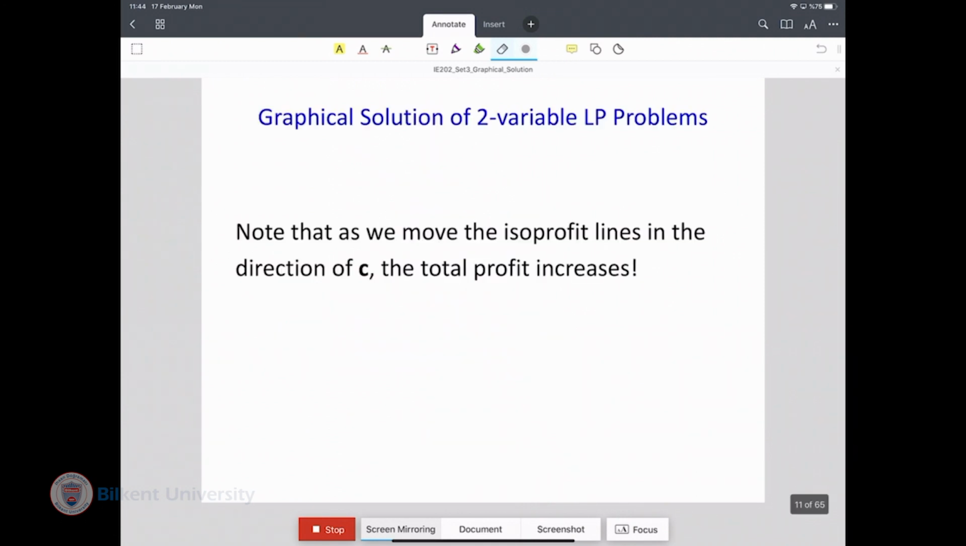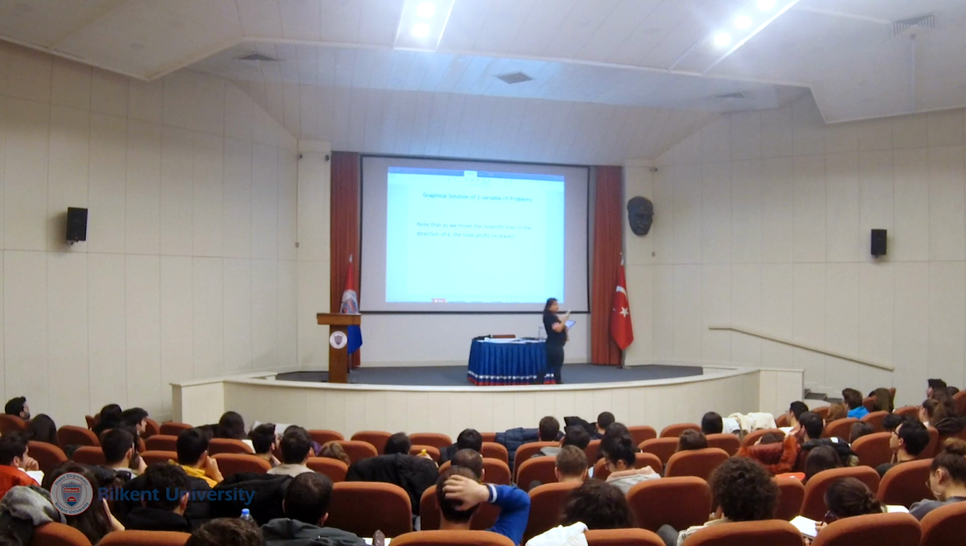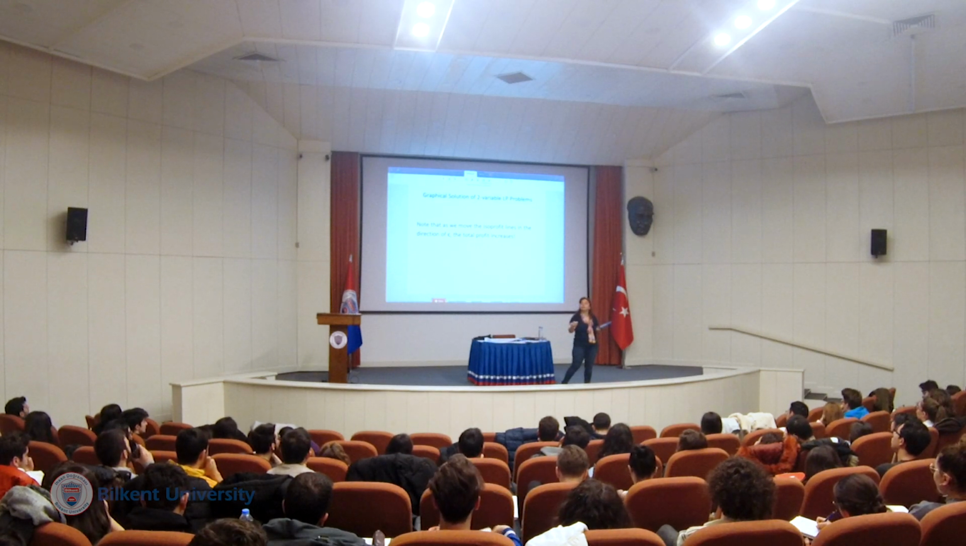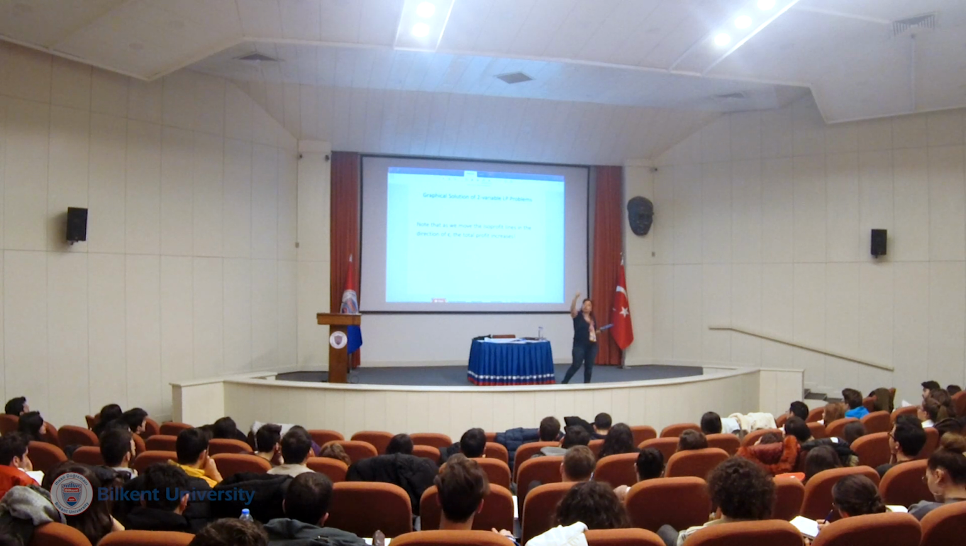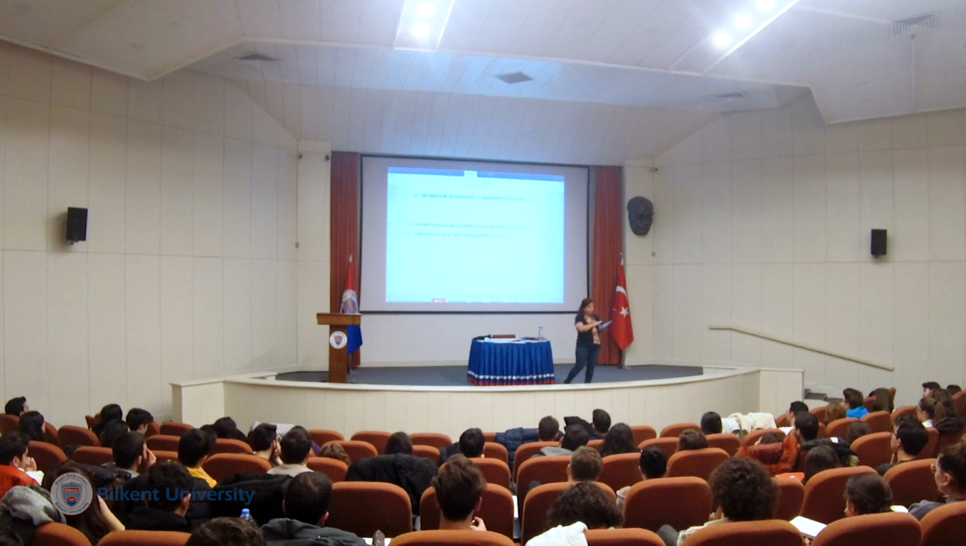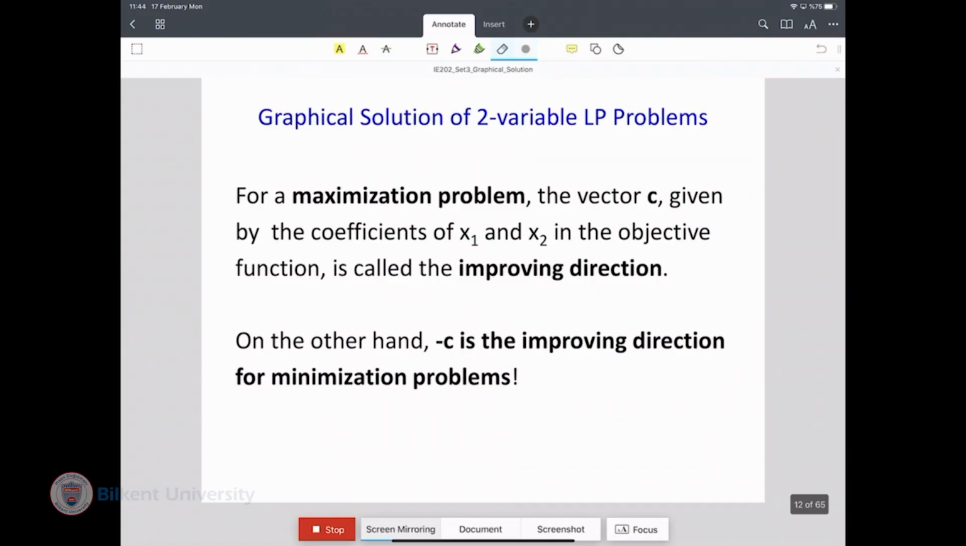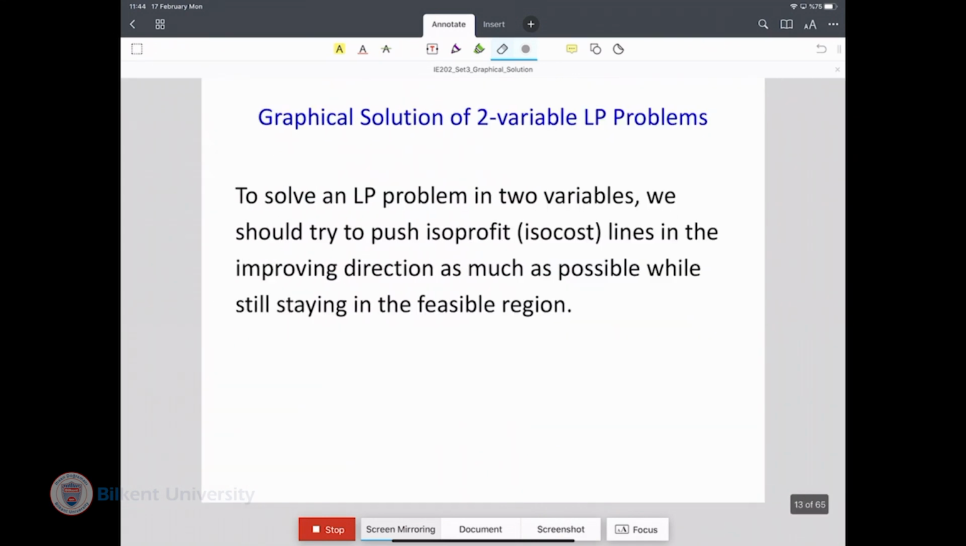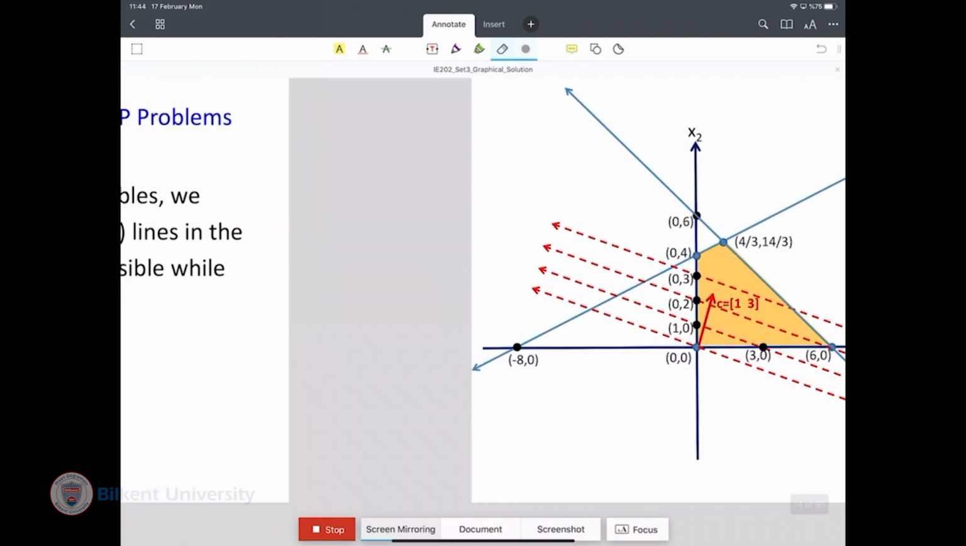For a maximization problem, the C itself gives us the improving direction. For minimization problem, we don't want to make C as large as possible, but we make it as small as possible. So we go in the minus C direction, all right? So C was our improving direction in the maximization case, and minus C is our improving direction in the minimization case. All right, so in order to get an optimum solution, we push our isoprofit or isocost lines in the improving directions as far as we can until we leave the region.